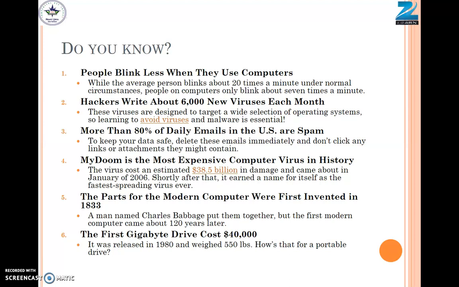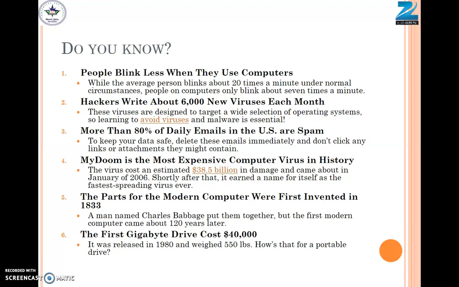Hackers write about 6,000 new viruses each month. These viruses are designed to target a wide selection of operating systems. So, learning to avoid viruses and malware is essential. Okay, why is it essential? Because that can damage our data and computer and all. So, we must know how to avoid viruses. Once it comes, it will damage your data. So, in some theoretical chapters, we learn about the concepts of cyber security and all. At that time, we'll discuss it.